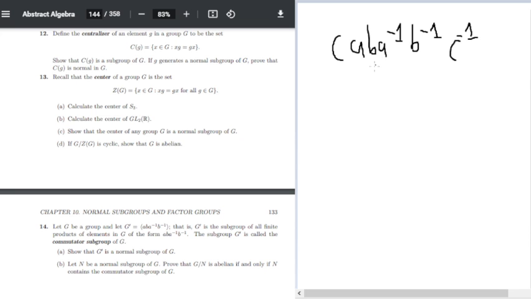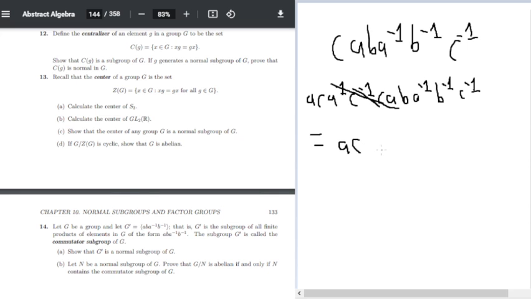Let's just start crunching away at stuff. So, we have CA, C to the negative 1, A to the negative 1. Or no, in this case actually, it would be, let's first note that if we multiply this on the left by AC, A to the negative 1, C to the negative 1, CA, B, A to the negative 1, B to the negative 1, C to the negative 1. This is going to be equal to A, C, we cancel out these, B, A to the negative 1, B to the negative 1, C to the negative 1.